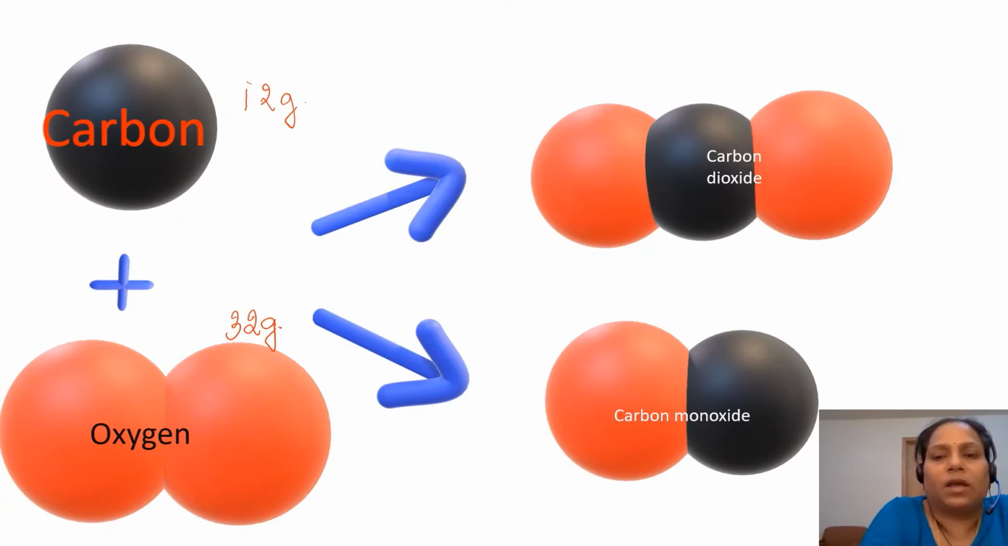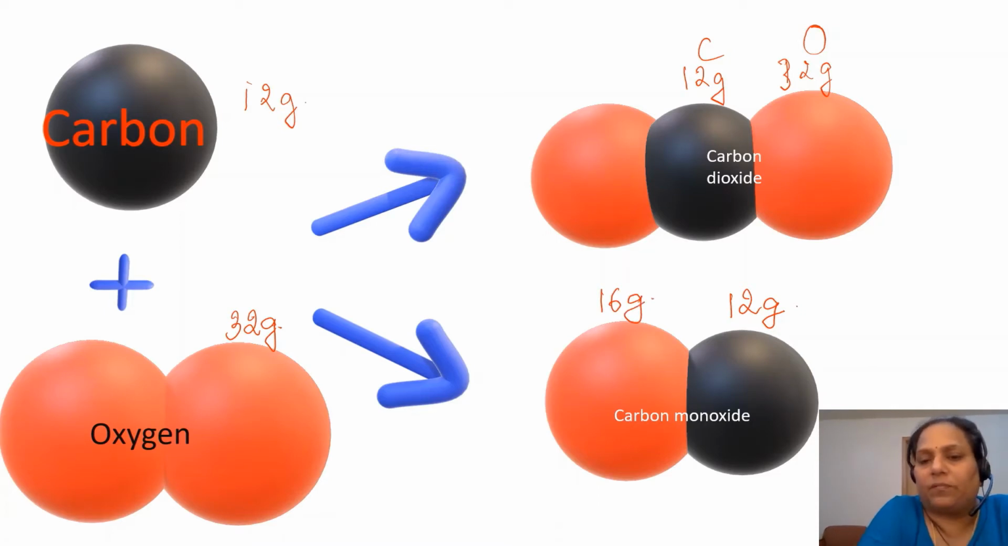So in carbon dioxide, 12 grams of carbon combines with 1 mole of oxygen, or 32 grams of oxygen. So 12 grams of carbon combines with 32 grams of oxygen. Whereas if I take carbon monoxide, 12 grams of carbon is actually combining with only half mole of oxygen, or 16 grams of oxygen. So 12 grams of carbon is combining with 16 grams of oxygen to form carbon monoxide.